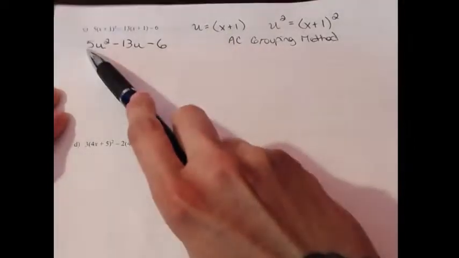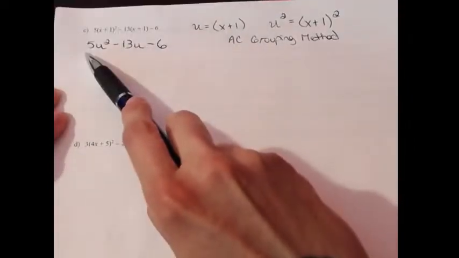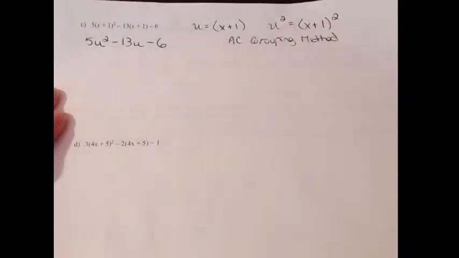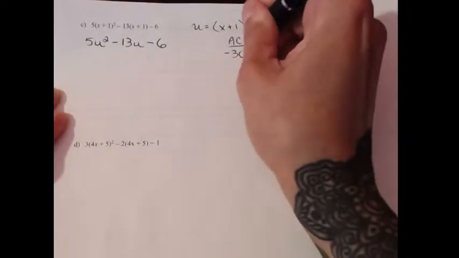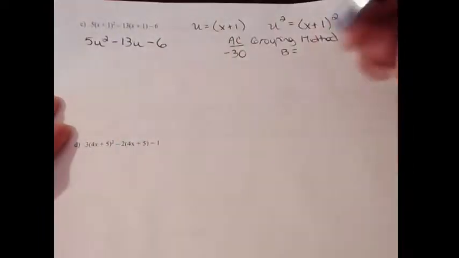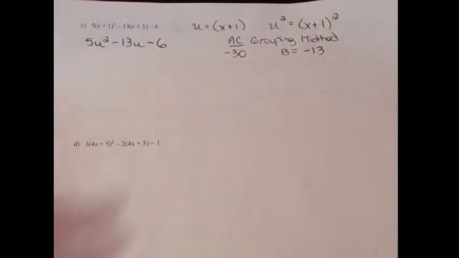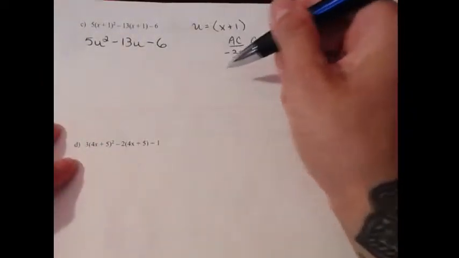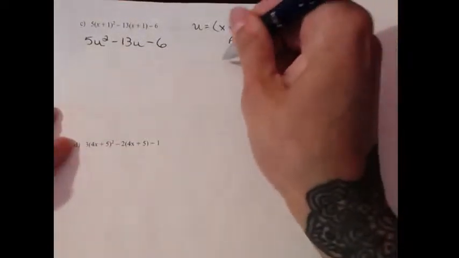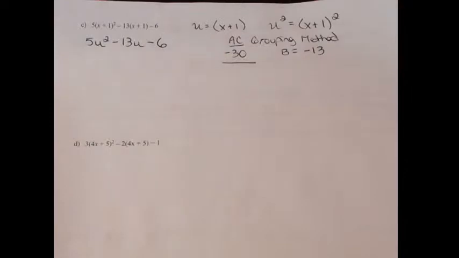We go through the same concept that we were going through before. A times C, that's 5 times negative 6, right? A is 5, B is negative 13, C is negative 6. So 5 times negative 6 is negative 30. My goal is to find factors of negative 30 that combine to give me a negative 13. So back when we were working through this in 098, we would actually list all of those factors. If you want, you can still do that. You can still write 1 times 30, 2 times 15, 3 times 10, 5 times 6, and you can figure out which combination of factors will give you a negative 13.